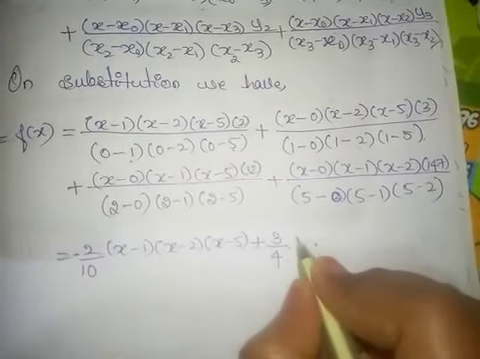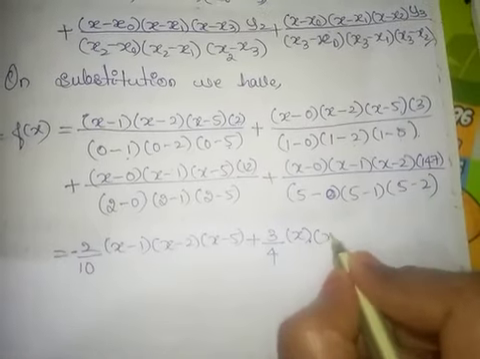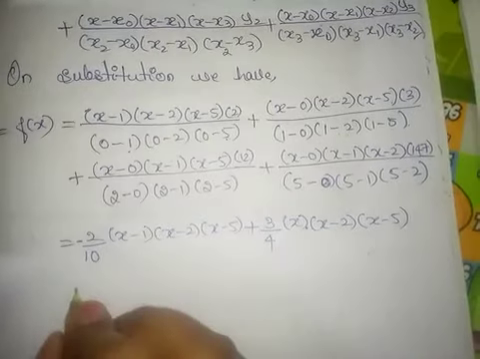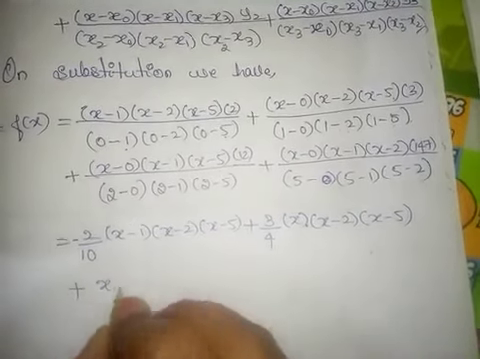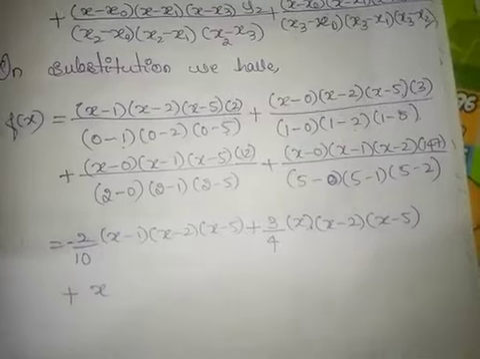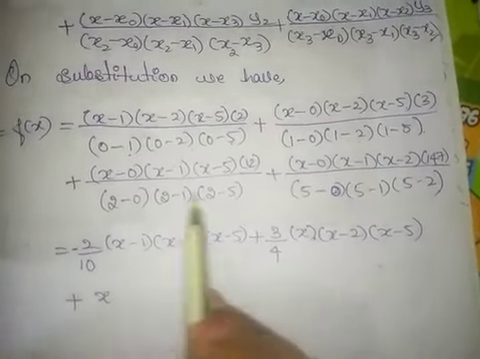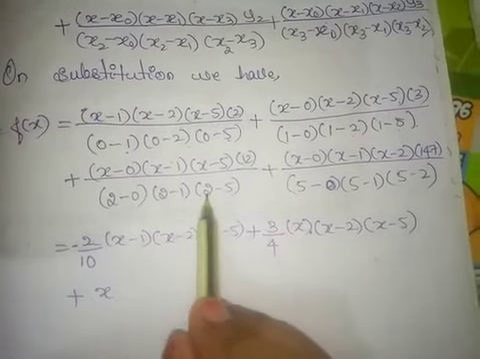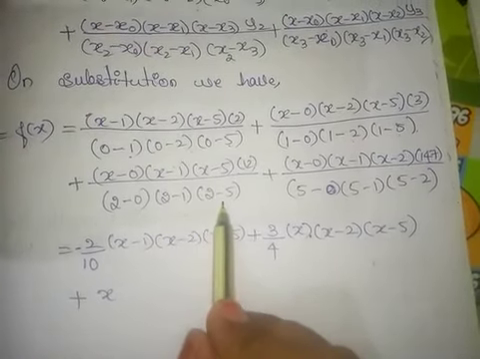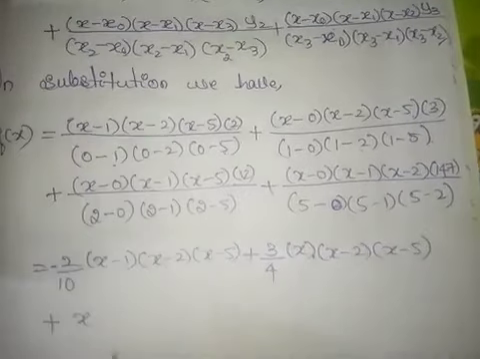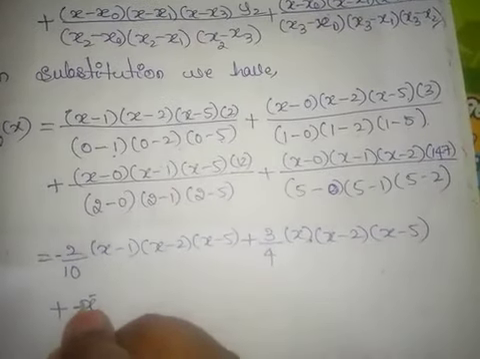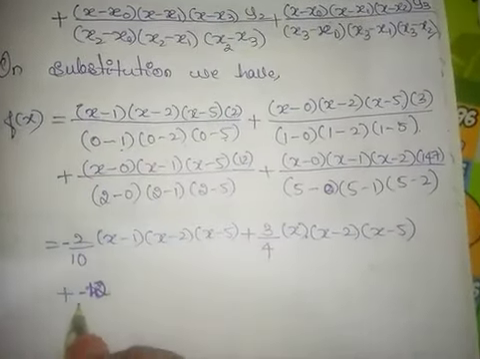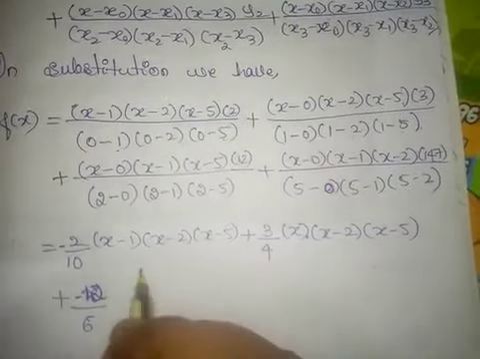3 by 4 x into x minus 2, x minus 5, plus x into, here we have 2 into 1 is 2, 2 into minus 3 is minus 6, minus 12. Here we have 12 minus 12 divided by 6.